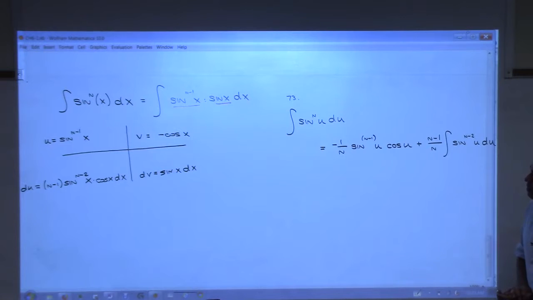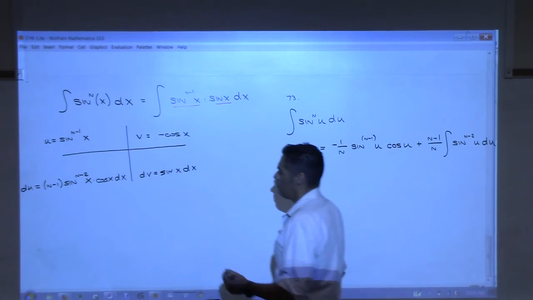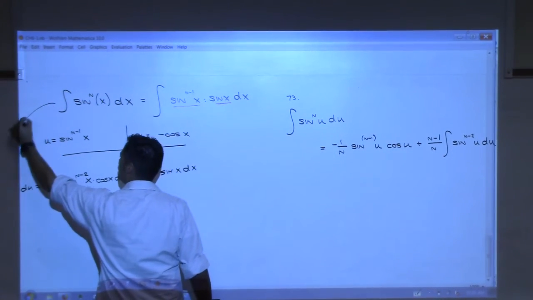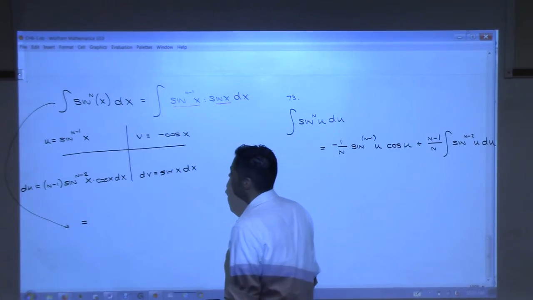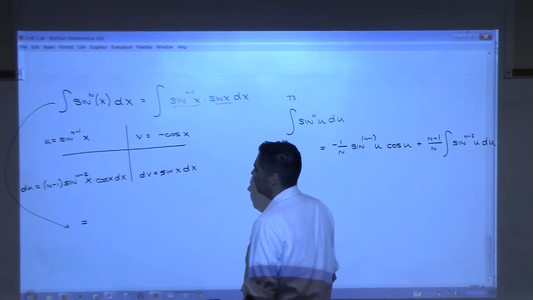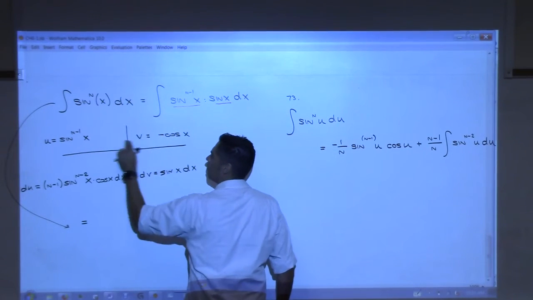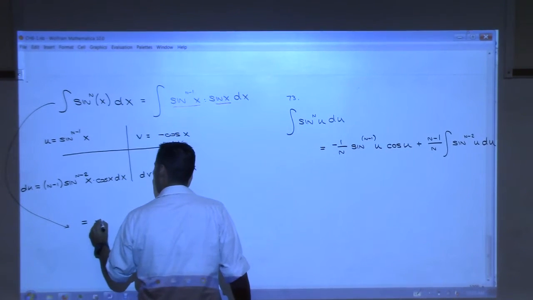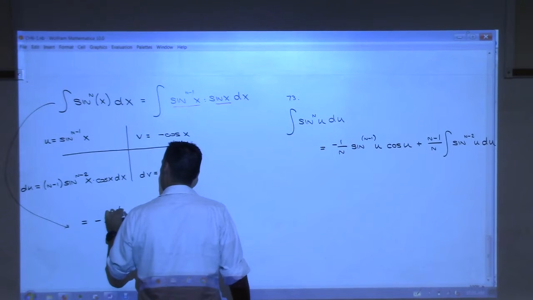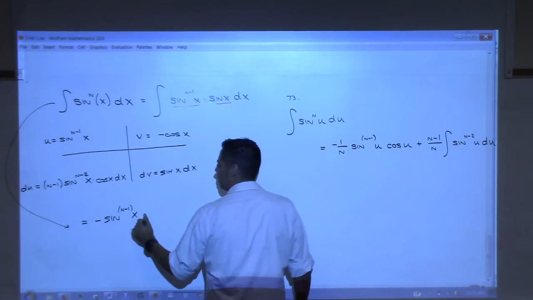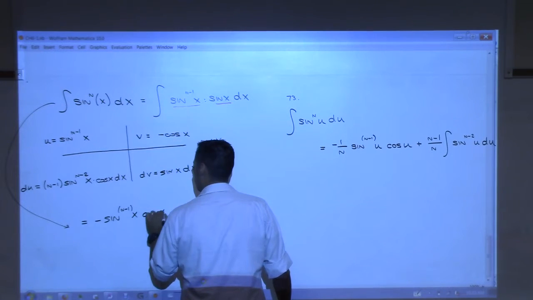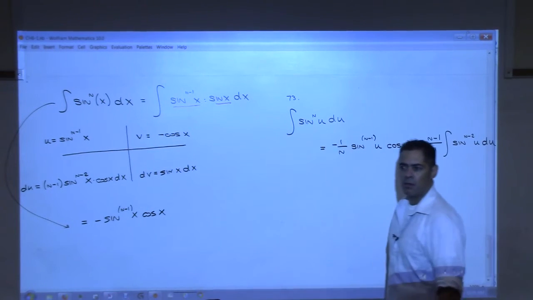So here's where we are. We know that this integral will be equal to ultraviolet. What's ultraviolet? These two multiplied. Negative sine to the n minus 1. Sometimes I'm putting it in parentheses, sometimes I'm not. I don't know why I'm doing that. Okay, that's the first part.